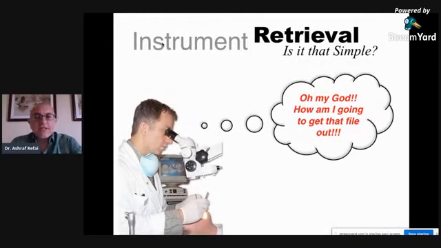All right, so today's session is instrument retrieval. Is it that simple? Now, I know that Facebook, the University of Facebook, has created an environment where a lot of dentists post their cases, and they make it seem like instrument retrieval is very simple. It's something they do every day, 5 or 6 times a day successfully. But when I get these cases, all I'm thinking is, oh my God, how am I going to get this out? In my opinion, it isn't that simple, and I'm going to show you why throughout the lecture.